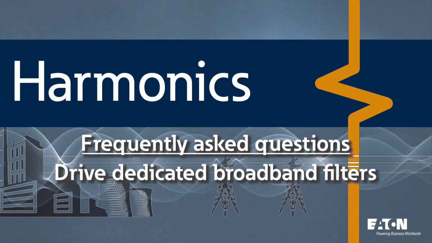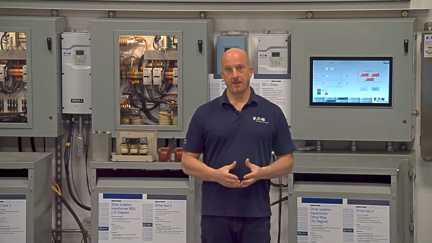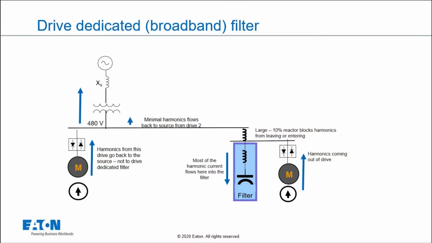So from an individual drive standpoint or an individual load solution standpoint, we'll talk about drive dedicated or broadband filters. Now if you look at this picture, this shows two drives, one on the left that doesn't have a filter in front of it, one on the right that has a broadband or a drive dedicated filter in front of it. So the harmonics coming out of the drive on the left are going to flow back up on the system, and like we've talked about many times, those currents are going to find the path of least impedance. So most of them are going to flow back out in the system and come back to the loads.